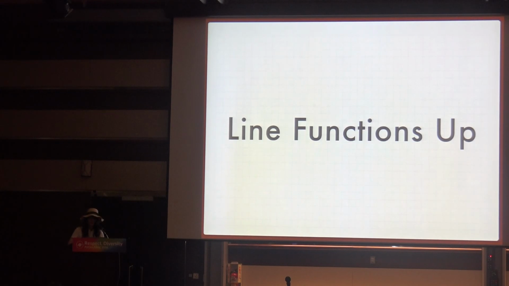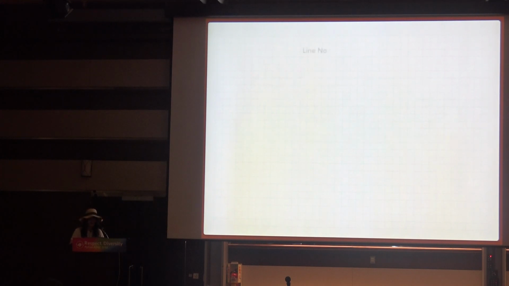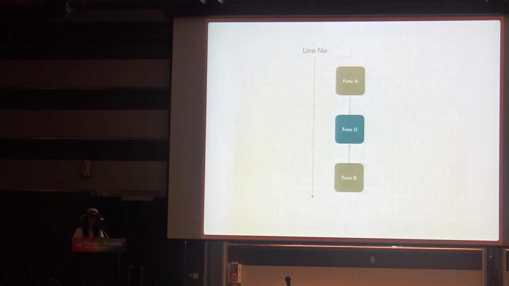Next is a very important and useful technique. It's lining functions up. Did you ever observe the hidden lines in your code? Okay, let me show you a simple picture. We have line numbers from 1 to n, and we have a function in the middle. It's a util function. So function A calls it, and function B calls it.